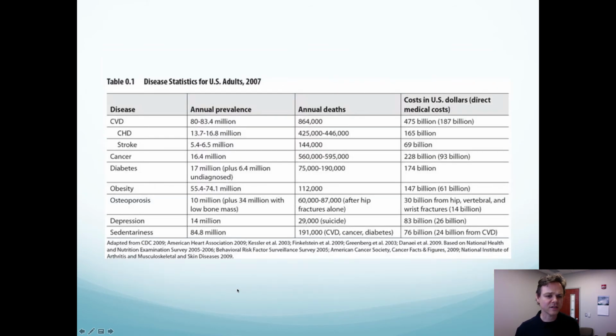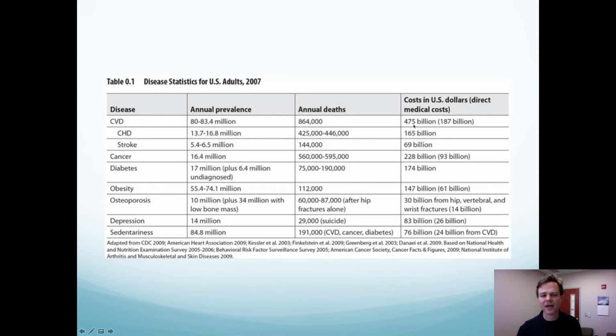And then this is showing you the costs, the annual prevalence. So that's the number of people that are living with the disease. We'll talk about that when we address the topics in particular. The annual death rates, and then the costs in US dollars. And this is from basically 2009. So when you look up this information, you might see numbers that are slightly different than this. So state those numbers, compare them to these numbers.